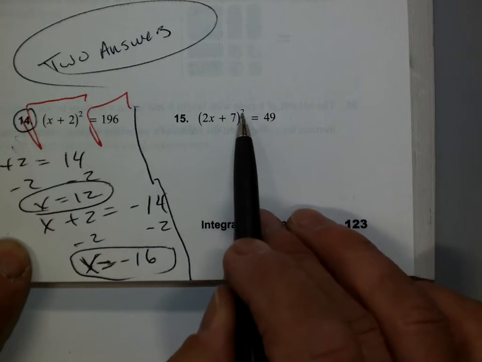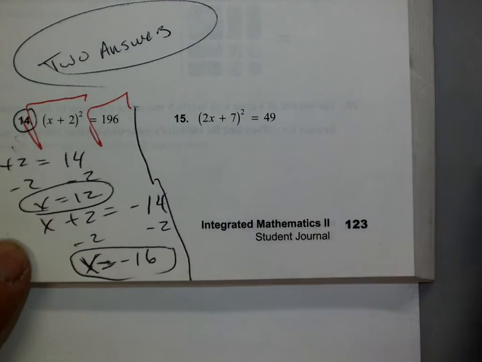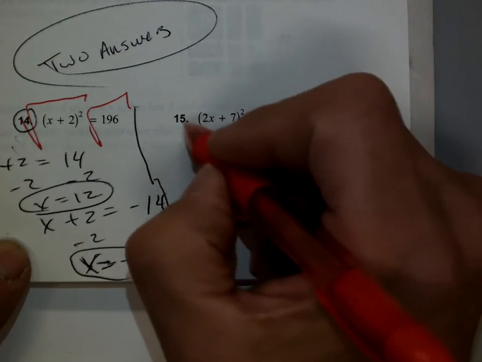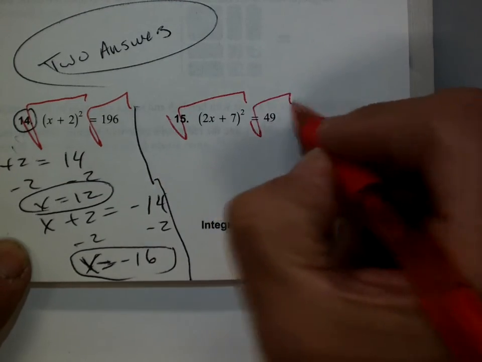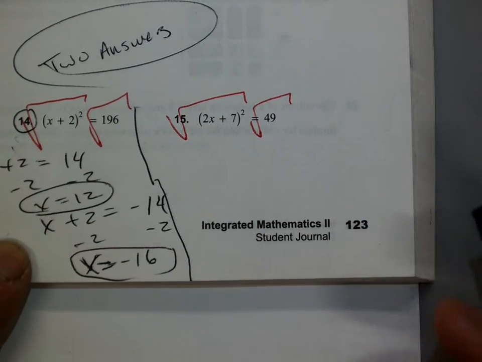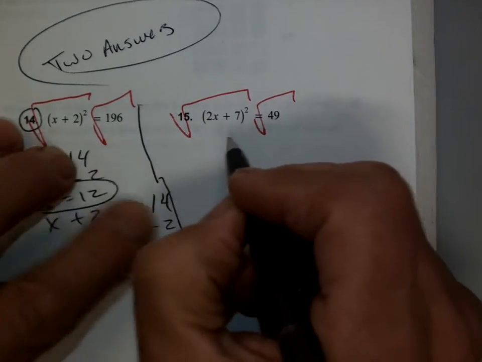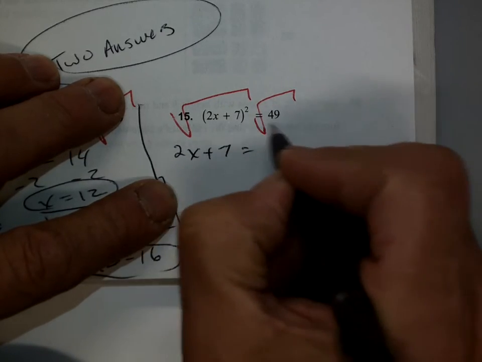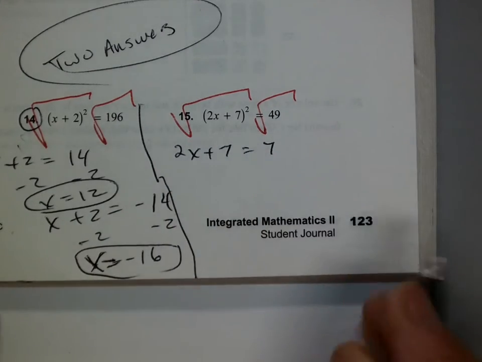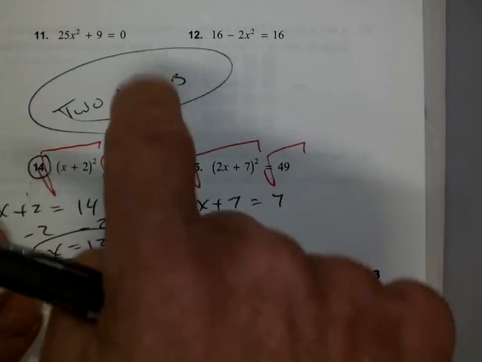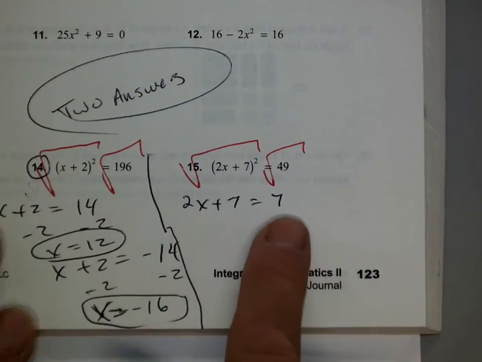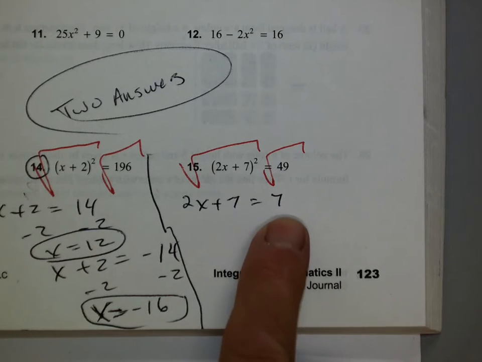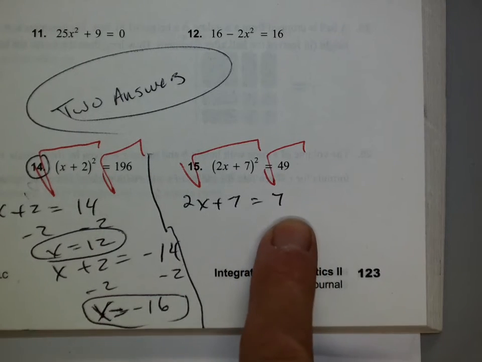So I'm going to get rid of the square by doing the opposite of what the square is, and that is to square root. The square will cancel the square root, and what I'm left with is 2x plus 7 equals, well, the square root of 49 is 7, but we need two answers. Square root of 49 is also negative 7, because negative 7 times negative 7 is also 49.